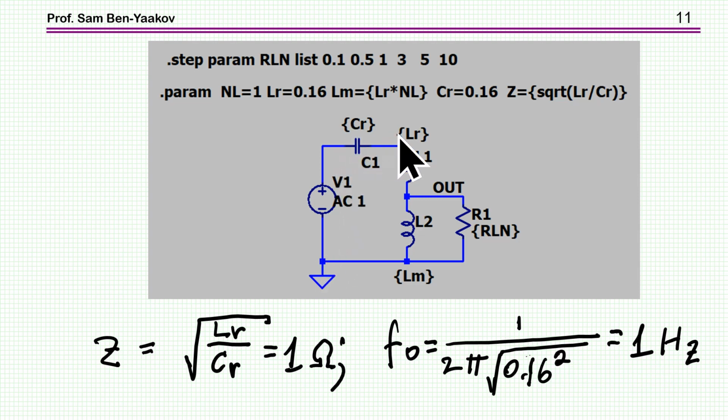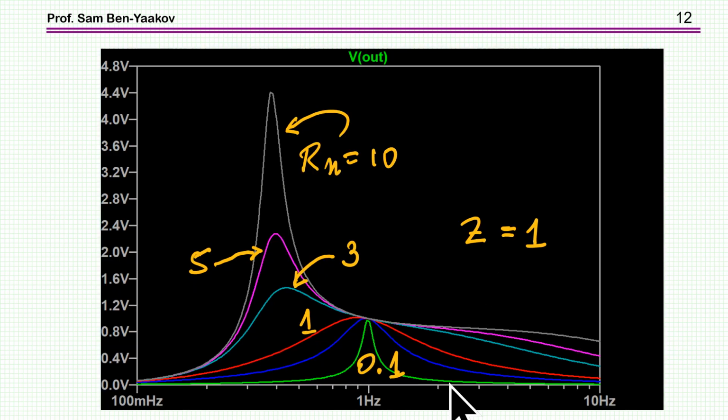This is for Cr and Lr, and a Z of 1 ohm. So this is the normalization. This resistor is now a normalized resistor. That's not the final resistance; I'm going later on to relate it to the actual resistance. Once I do this, here is the plot that I'm getting. Again, this is normalized to Z equal to 1, and here are the normalized resistances. I see that the normalized resistance of 0.1 ohm gives me this type of gain, and then as this resistance goes up, the gain is becoming larger. Now, this is a universal curve for Z equal to 1.